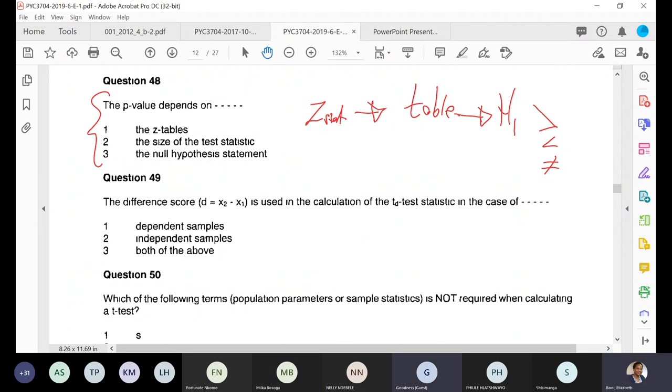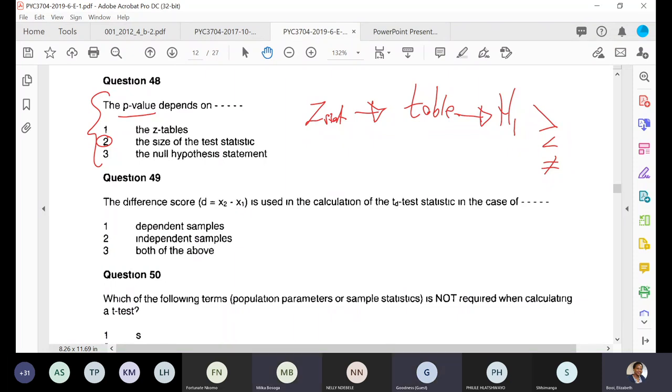So what does it depend on? I'm going to assume that it depends on number two, because if you don't have number two, you can't find the others. What is a test statistic? So it says the p-value depends on, so you need to calculate the test statistic in order to find the p-value. And that is if we're talking about the Z. When we're talking about T, which we can't actually manually calculate and find, we need to use a statistical tool to calculate the p-value for us.